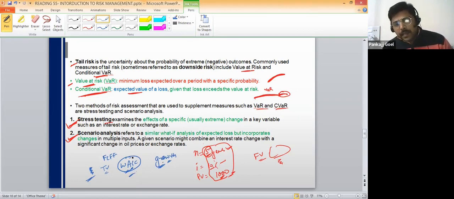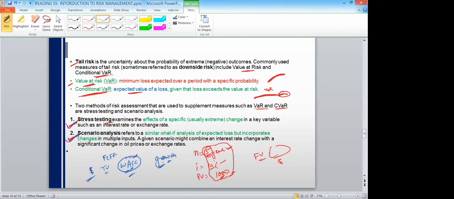अगर मैं किसी एक ही इनपुट में चेंज करके आउटपुट पर इंपैक्ट देखता हूं तो उसको हम बोलते हैं स्ट्रेस टेस्टिंग. अगर हम अलग अलग मल्टीपल्स के अंदर चेंज है, उन सबको अलग अलग चेंज करके देखते हैं तो उसको हम बोलते हैं सिनेरियो एनालिसिस. इज इट फाइन? यस सर.